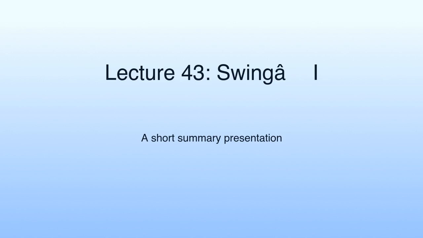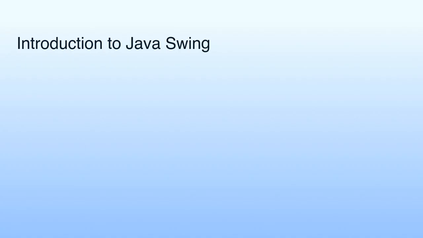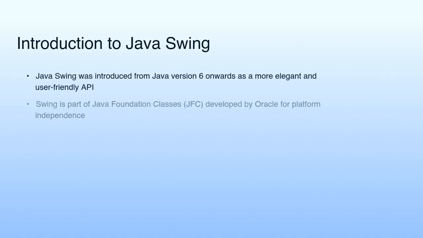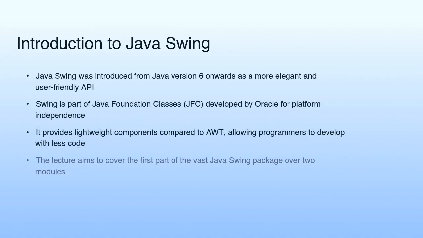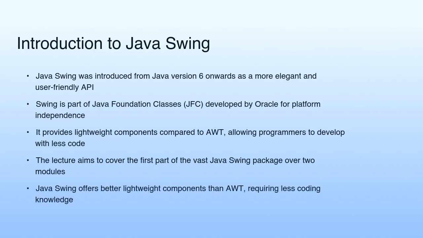Lecture 43 Swing I. Java Swing, introduced from Java version 6 onwards, is a more elegant and user-friendly API that provides lightweight components compared to AWT, allowing programmers to develop with less code. It is part of the Java Foundation Classes (JFC) developed by Oracle for platform independence.